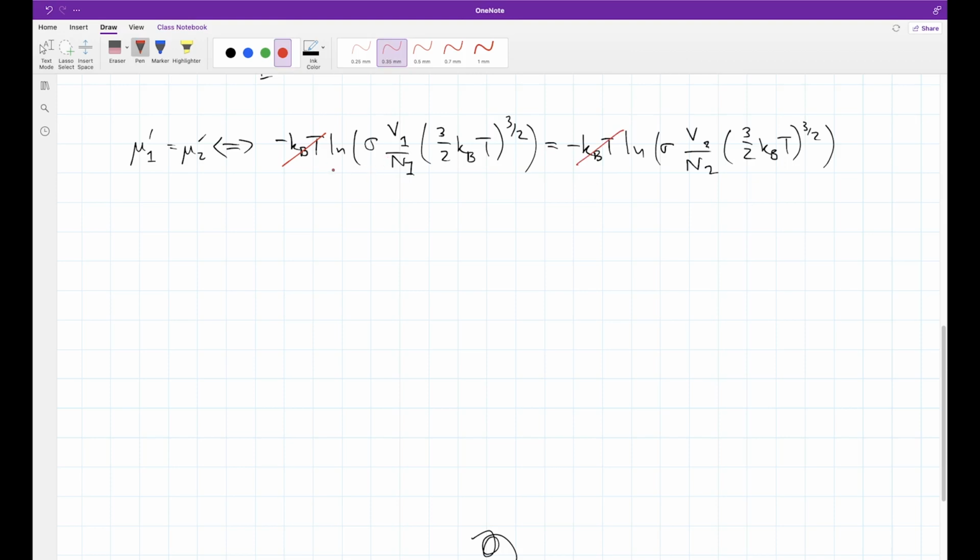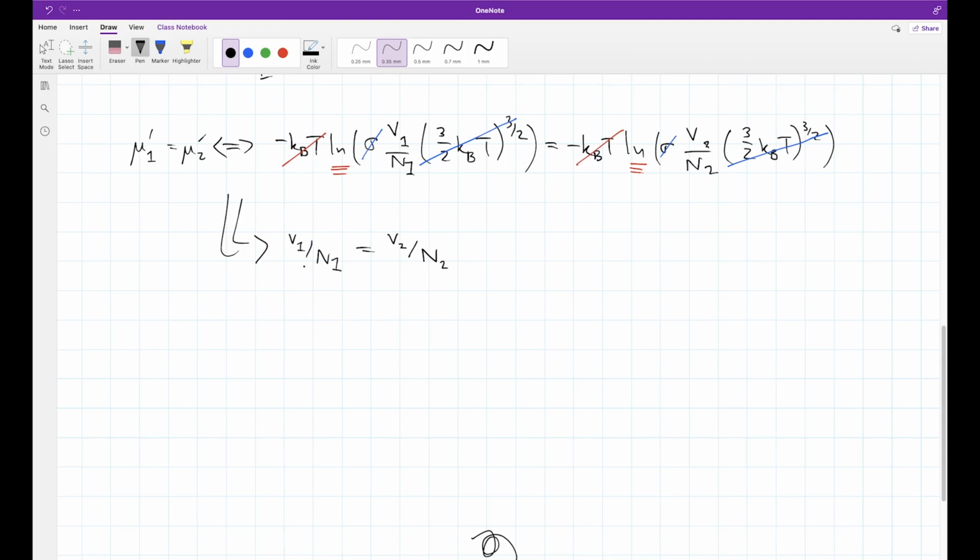Then we can take both sides and exponentiate them to eliminate the logs. After we do that, we can start canceling on the interior of the logs. We see that sigma cancels on both sides in particular, and (3/2 kBT)^(3/2) also cancels on both sides. So when all is said and done, we get V1 over N1 is equal to V2 over N2. Good.